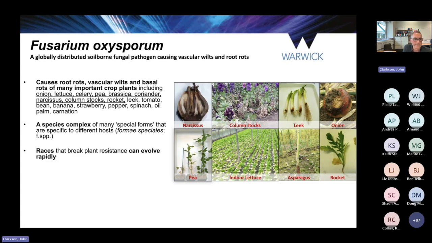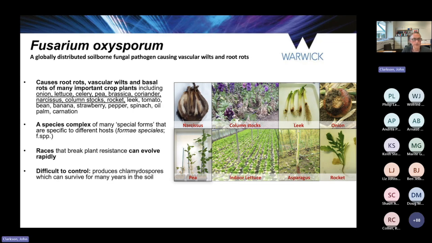Just to add to the complexity a little bit, there are races of these individual formae speciales that can evolve, and that's in response to resistant plants, resistant cultivars being developed, and then perhaps predictably in some cases the pathogen can evolve to break that resistance. So I'm going to talk about that in the context of lettuce later on.